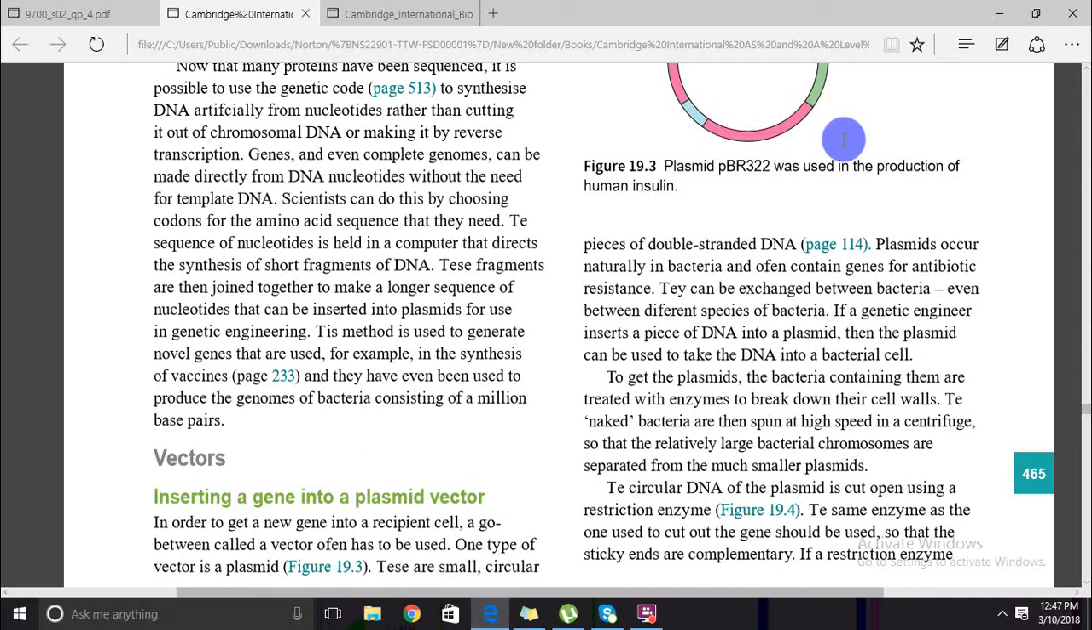Smaller plasmids separated from relatively larger bacterial chromosomes. Actually, bacteria don't really have chromosomes, it's a bigger circular DNA.